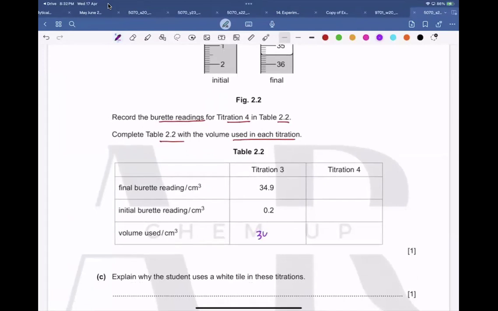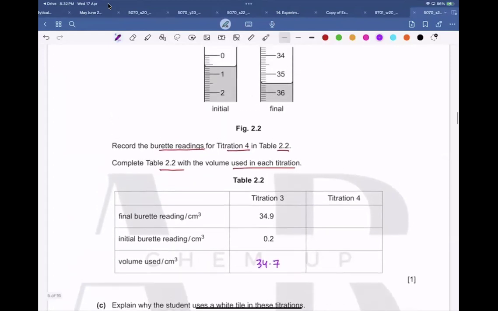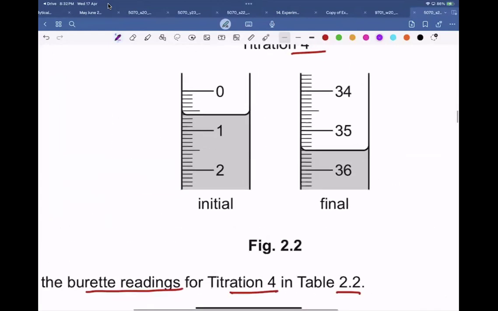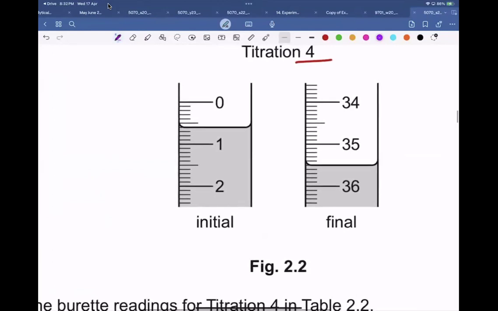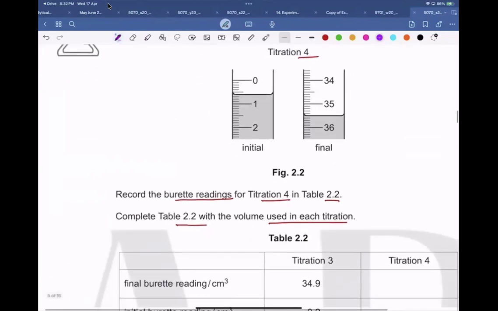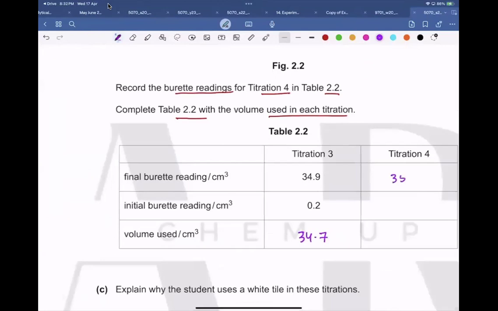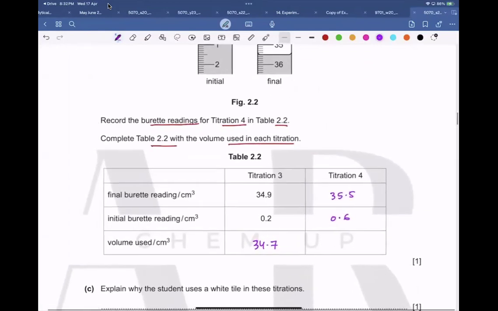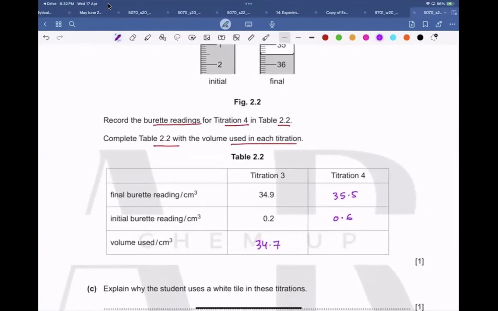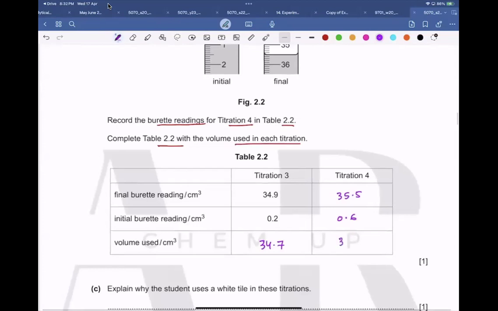So what you will get is 34.7 over here, right? And now, if you see, the final is 35.5 and initial is 0.6, right? So 35.5 and 0.6. If you subtract them, what is the answer? 34.9. Till here, is this clear to all of you? I think these are the easy ones.